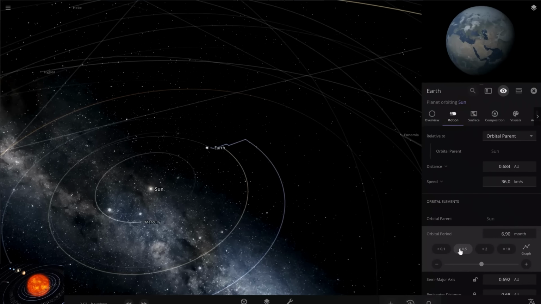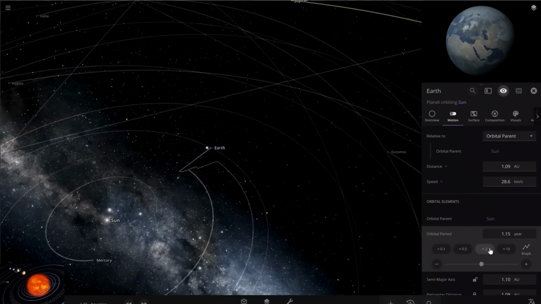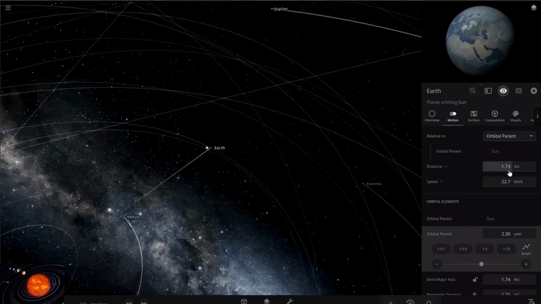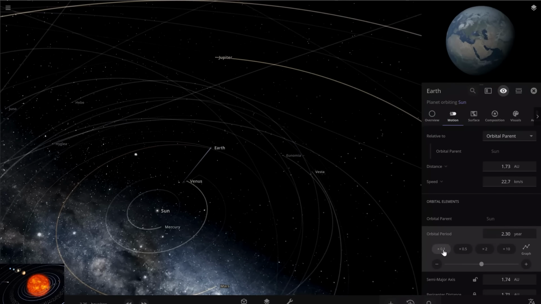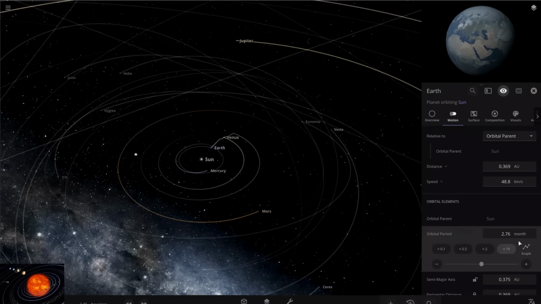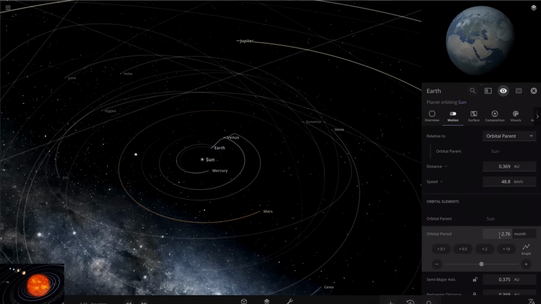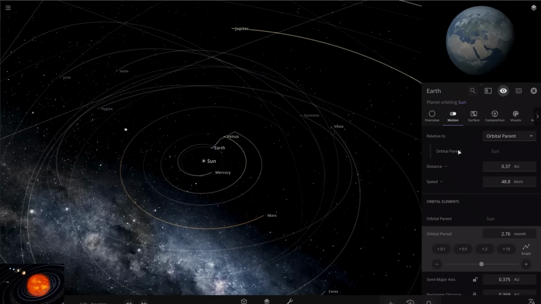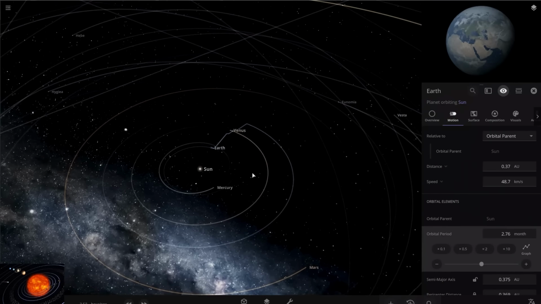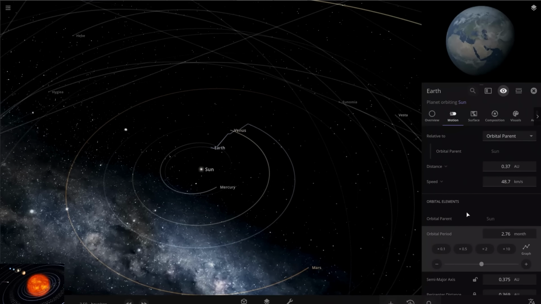And if you, for example, increase the orbital period, the distance would be more than the default amount. And if you decrease this parameter, which shows that orbital period is, like, for instance, 2 months, the orbit is so small, and the Earth is getting closer to the sun. So these are the parameters which some of them are correlated with each other.